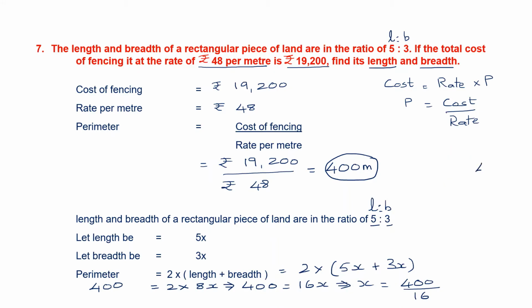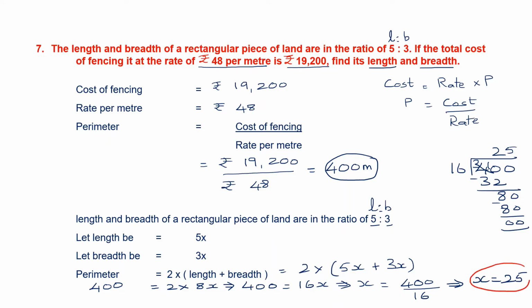Now let's divide 400 by 16 and see what we get. 16 twos are 32, minus, now 40 minus 32 is 8, 80, 16 fives are 80. So we have found the value of x to be 25. We found the value of x to be 25. So with this, we are going to find what we are asked in the question, to find the length and breadth.